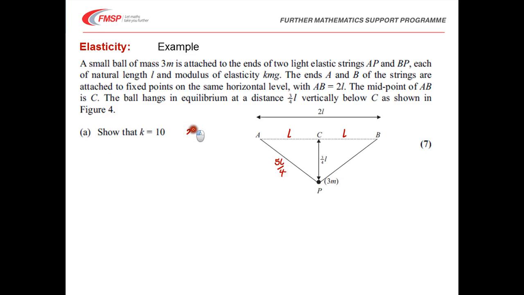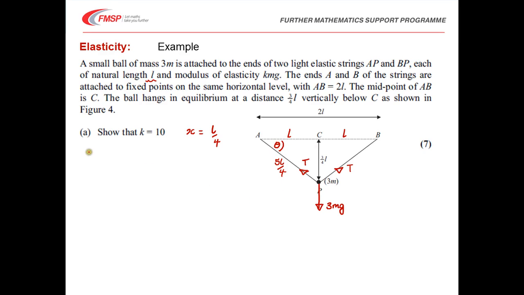And that tells me that the extension in each of the 2 elastic strings involved here is going to be L over 4 because the natural length is L. So that starts to give me a little bit of information about the system here. I'm going to add some forces onto the diagram as well, noticing here that the mass of the particle is 3m rather than just m, so I know that the weight downwards is going to be 3mg. I'm also going to show the tensions in the 2 strings such as they affect the particle that we're looking at. And I'm also going to add an angle theta into the diagram just to make things a little bit easier for myself.